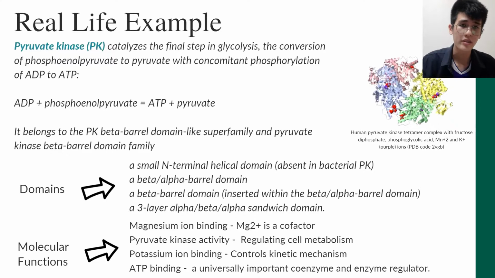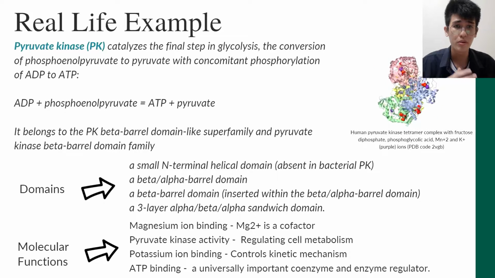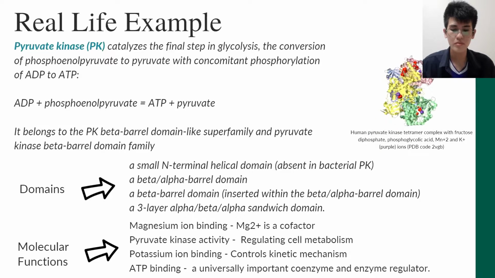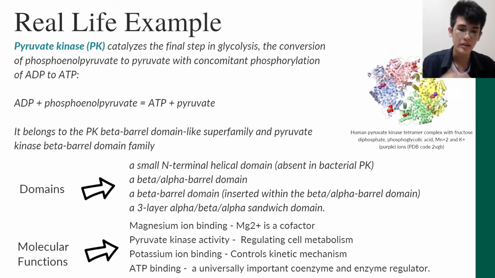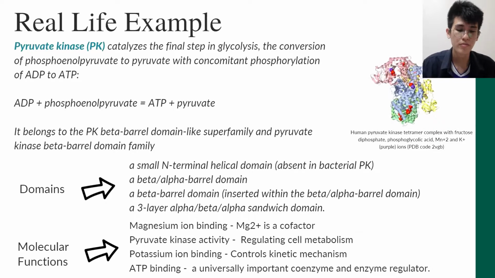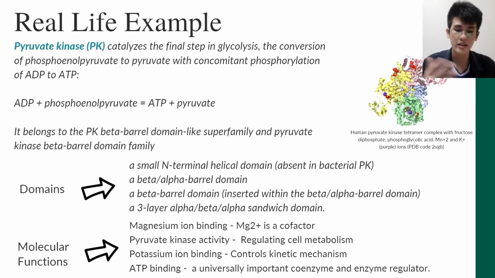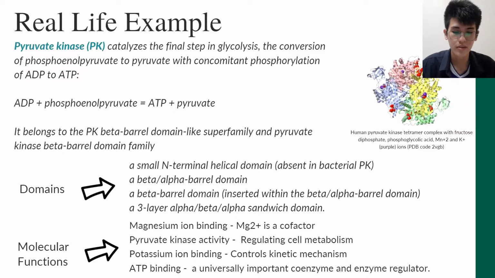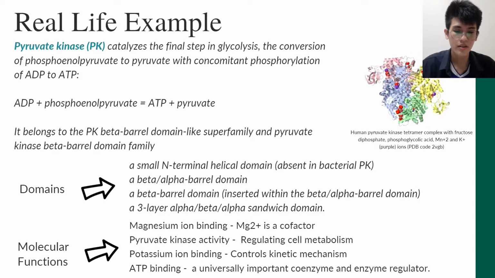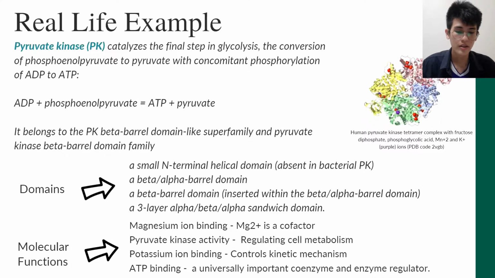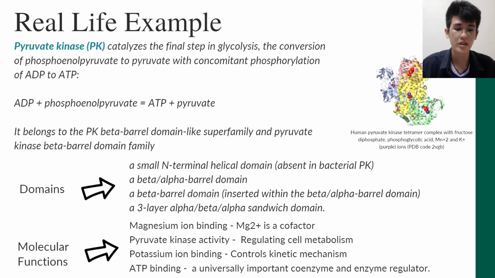Then not only that, you can get the molecular function of the protein that you queried in this SMART tool. So one of it is magnesium ion binding, which magnesium ion is a cofactor, and pyruvate kinase activity, which is regulating the cell metabolism. Potassium ion binding controls the kinetic mechanism, and ATP binding, which is important for coenzyme and enzyme regulation.